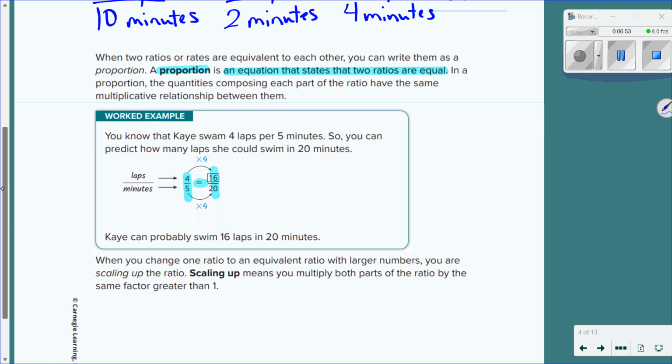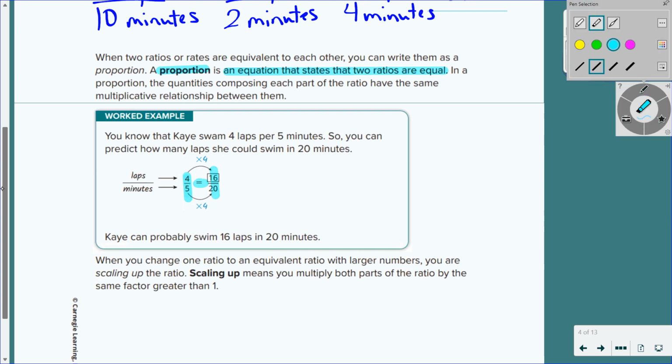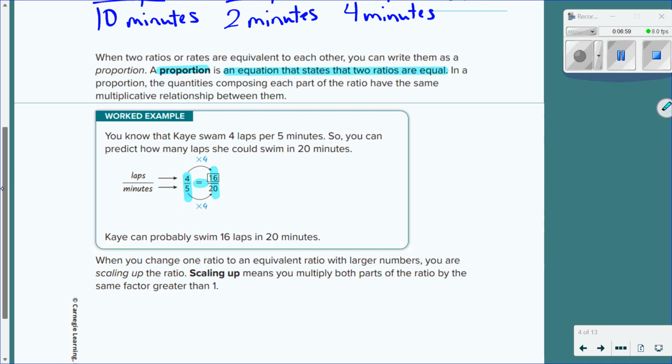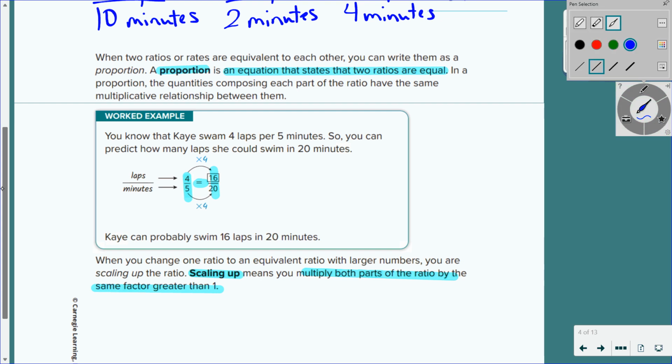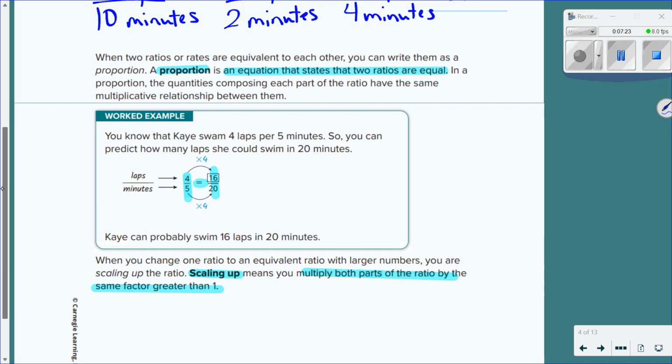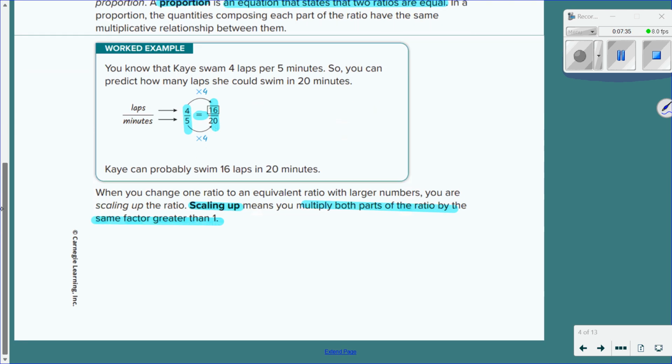I have another definition in here as well, and that's what we're actually going to be doing with our proportions. There's 2 we're going to do. We're going to start with scaling up. We'll also do scaling down. When I change a ratio, I do what's called scaling up. That means I'm going to multiply both parts of the ratio by the same factor greater than 1. If the factor was less than 1, we'd technically be scaling down because it's going to be getting smaller. But in a scaling up situation, I'm going to be multiplying both my numerator and denominator by the same number to find an equivalent ratio to keep my units proportional.